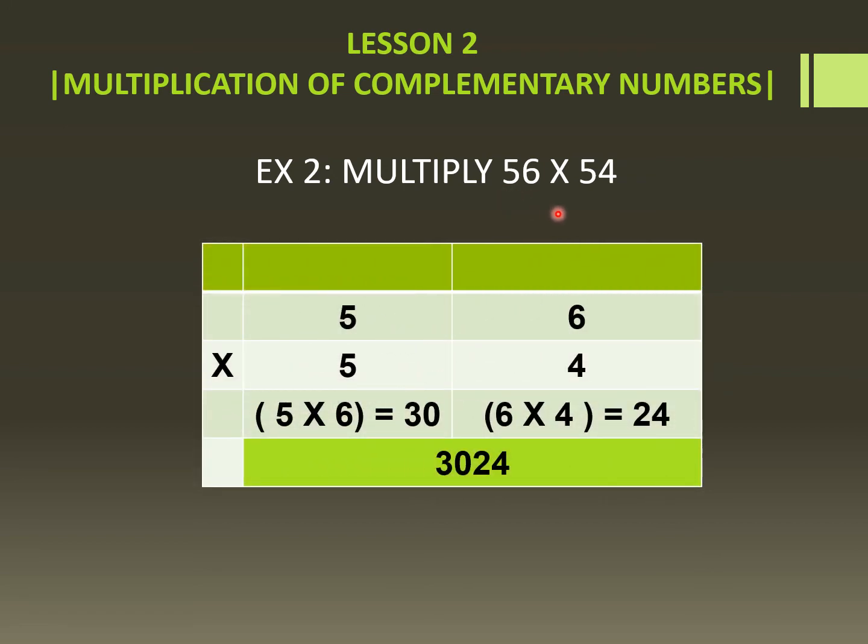Step 1. Multiply the tens place digit 5 by one more than itself, that is 6. So 5 multiplied by 6 is 30. That's the first part. Second part, multiply the ones place digits with each other. 6 multiplied by 4 is 24. Hence, 56 multiplied by 54 is 3024.